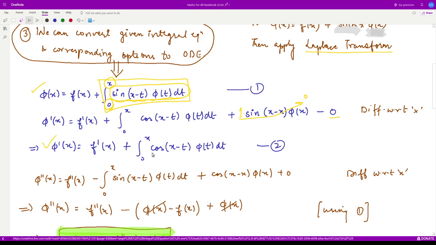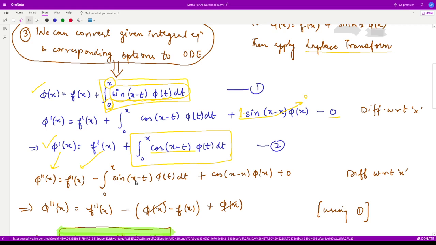We again have to differentiate it because there is this integral term. So here we have phi double dash x, f double dash x, the twice derivatives, right? And here we'll again apply the Leibniz rule. That means the integration from 0 to x of the derivative of cos (x minus t), which is minus sine (x minus t).